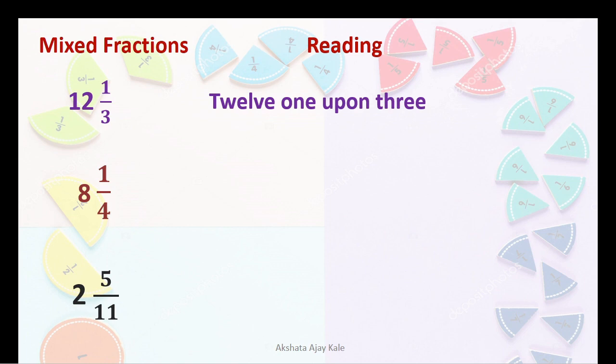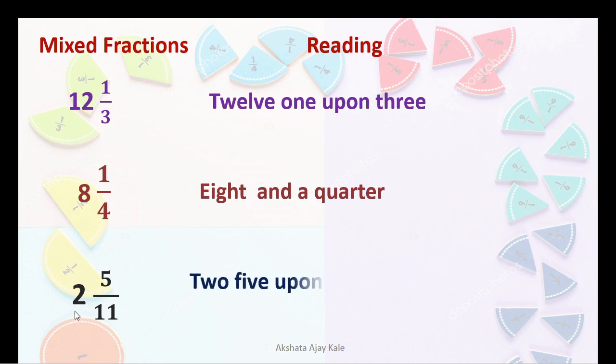So we can use this word here. We can write 8 and a quarter. If half is there, then you can say 8 and a half. Got this? Okay, we will move to the third one. Here 2 and 5 upon 11, or 2, 5 upon 11. Got this? Like this you have to read the given mixed fractions. Okay?